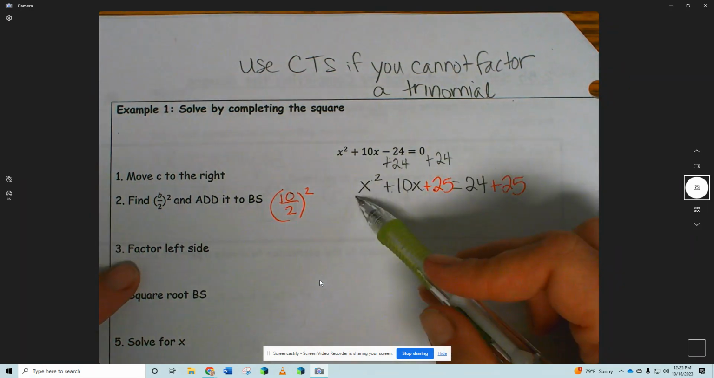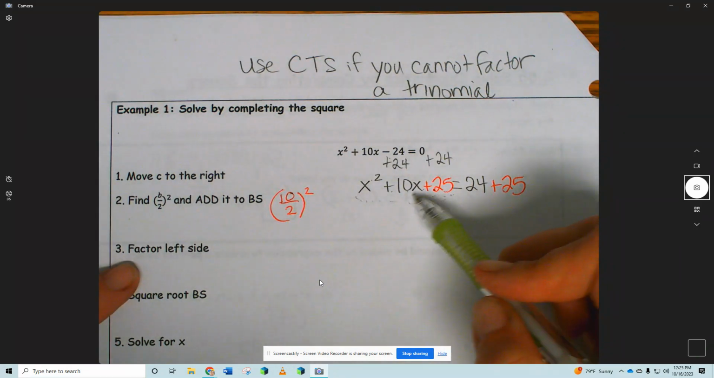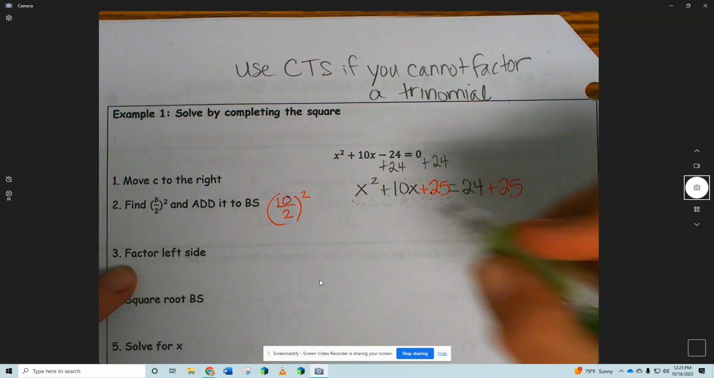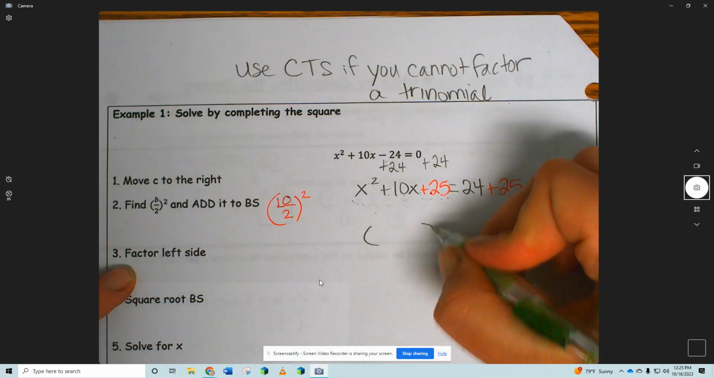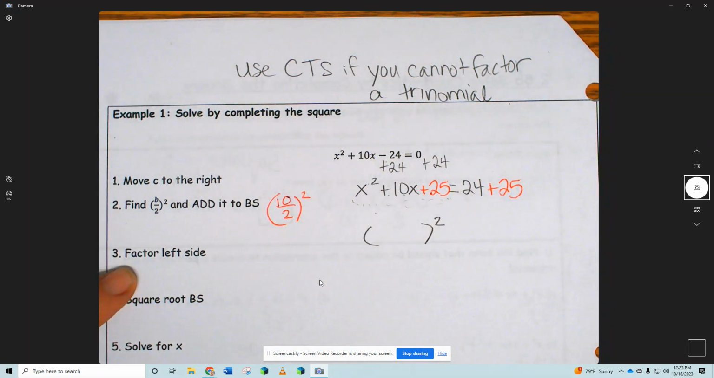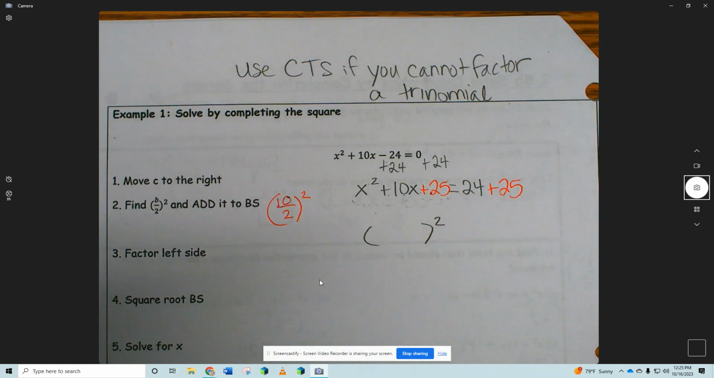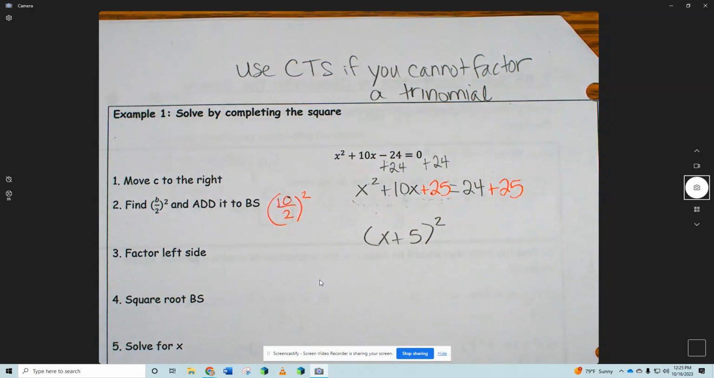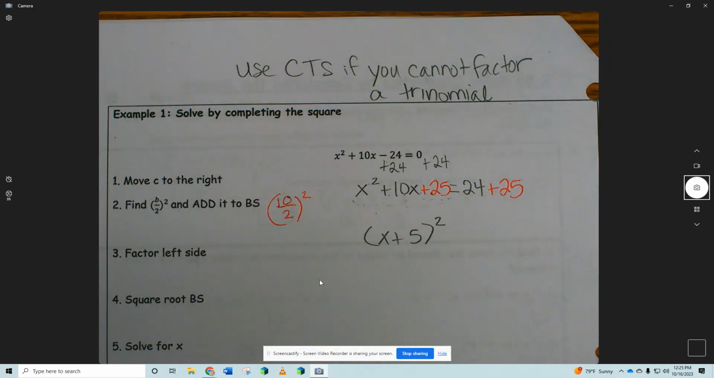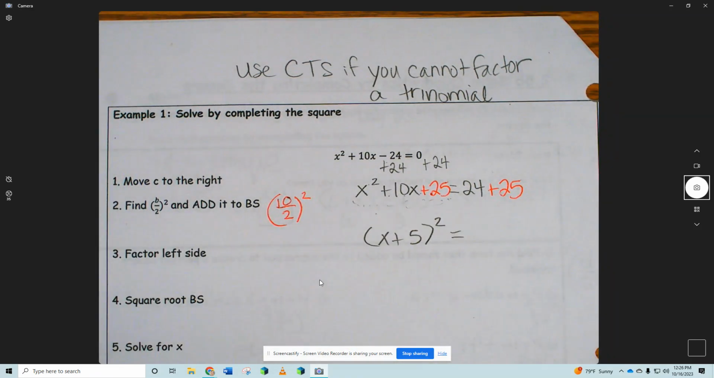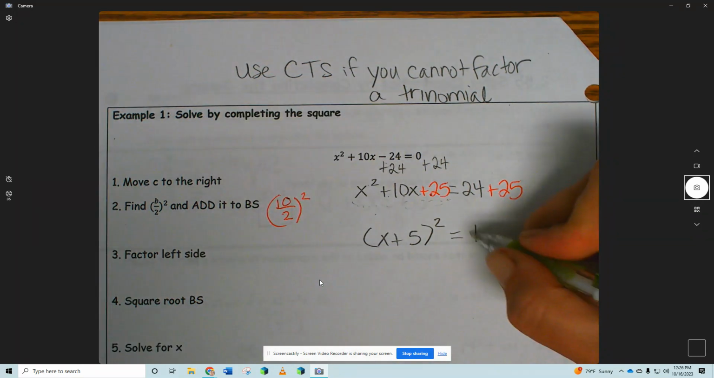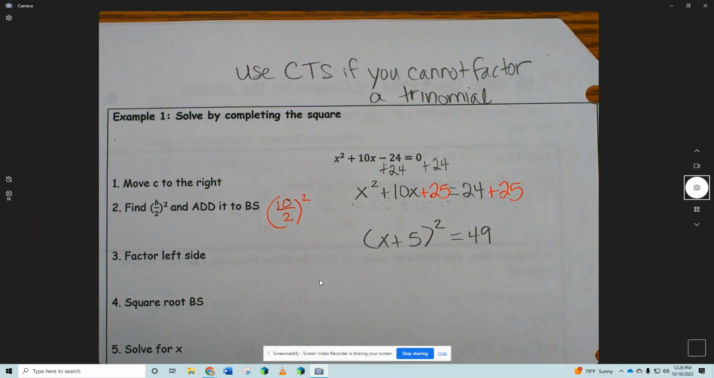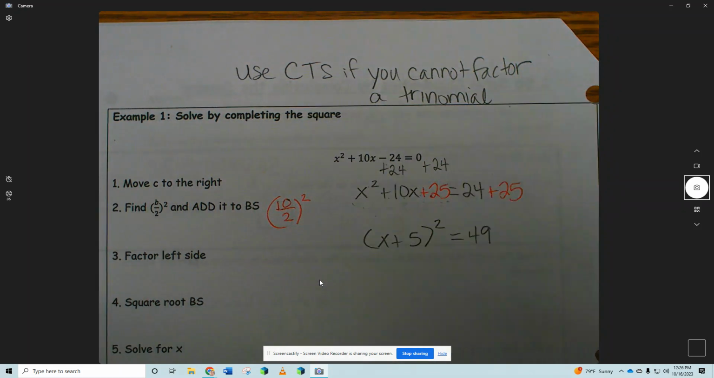Now, let's get this item factored, because this is now a perfect square trinomial. It's the same thing written twice. X plus 5. It's always going to be something squared, a perfect square trinomial. Equals. Now I can do 24 plus 25. 49. Okay. My last steps here. This is where it gets new.